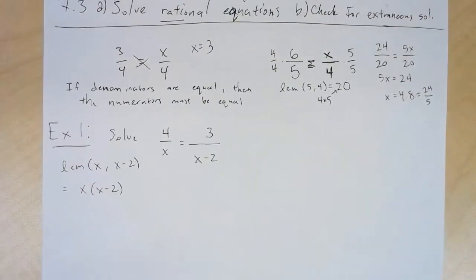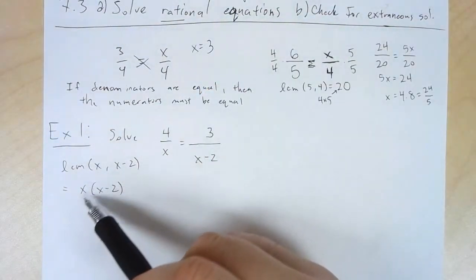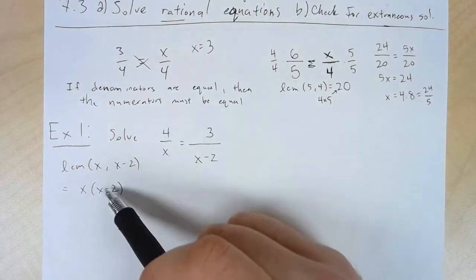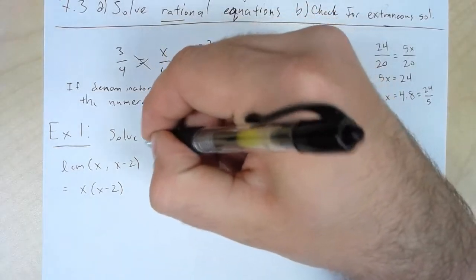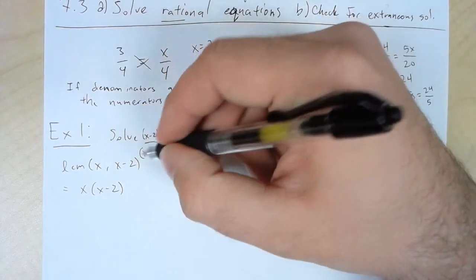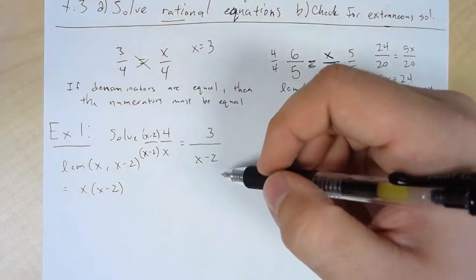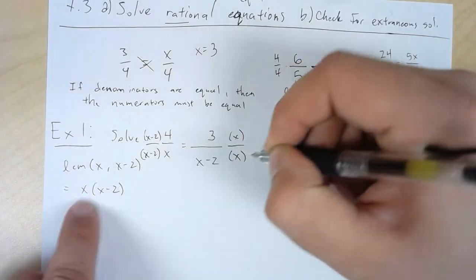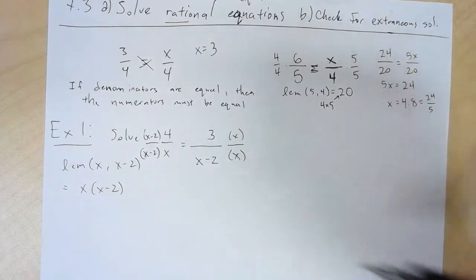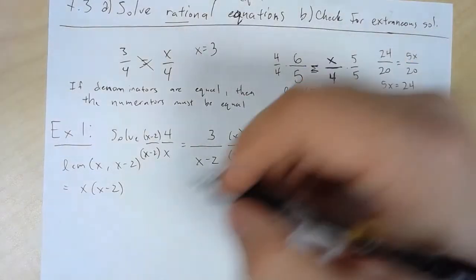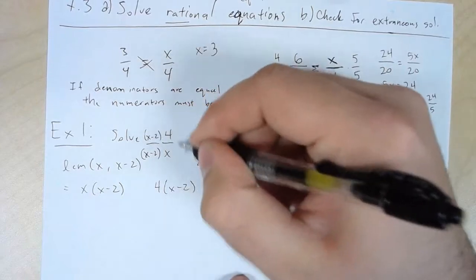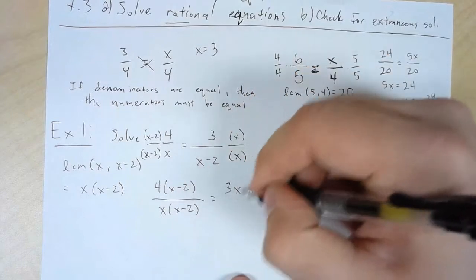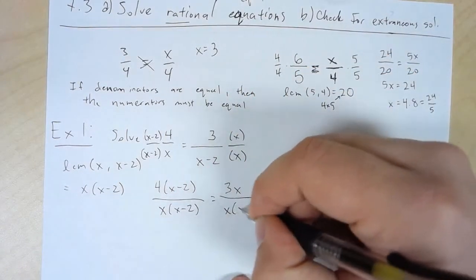So I'm going to multiply this side of the equation by this part of it. I need to have x times x minus 2 in the bottom. I already have an x, so I need to multiply by x minus 2 over x minus 2. On the right side, we already have the x minus 2 part, so I need to multiply it by x over x. Remember, we can multiply anything we want by 1. So we're going to have 4 times x minus 2, divided by x times x minus 2, equals 3 times x, which is just 3x, divided by x times x minus 2.